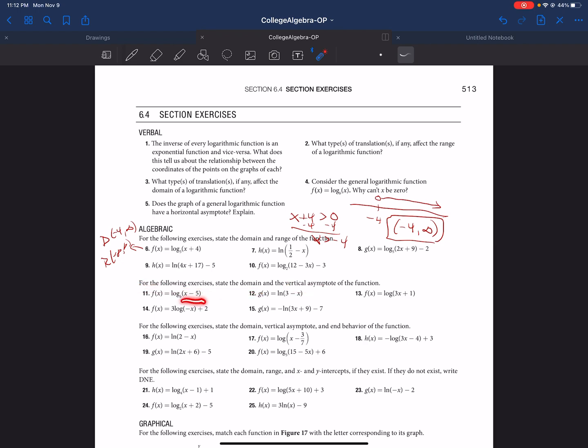Down here it says state the domain and the vertical asymptote. Well, this goes right 5, so the minus is going to drive it to the right 5. So that means now we have an asymptote at 5, and it looks like that. So what is the domain in 11? The domain is 5 to infinity. And what's the vertical asymptote? It would be at x equals 5, because that made it go right 5.